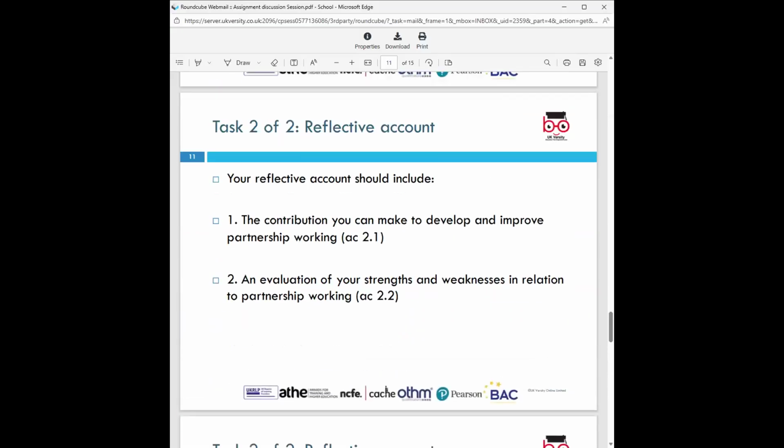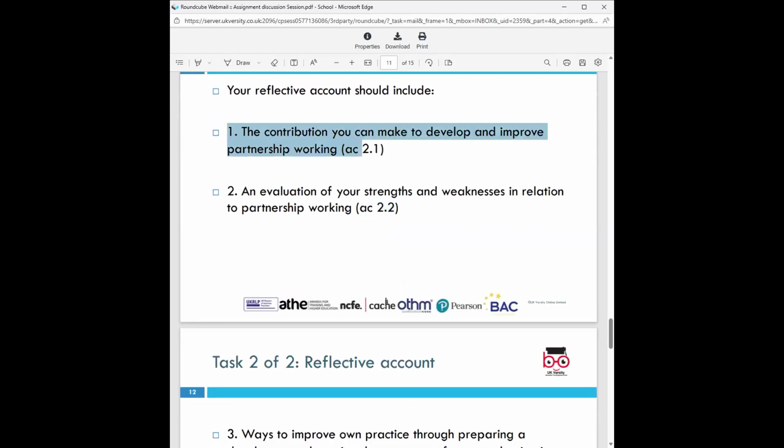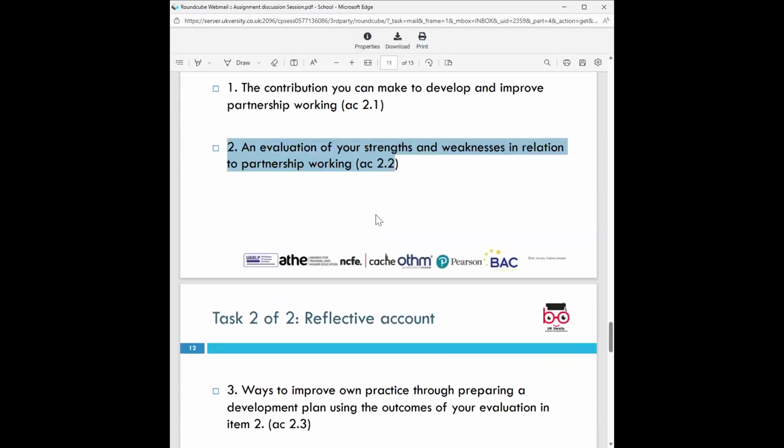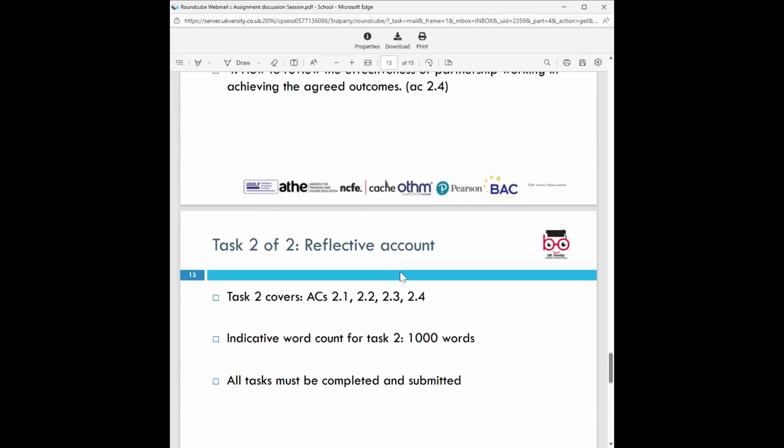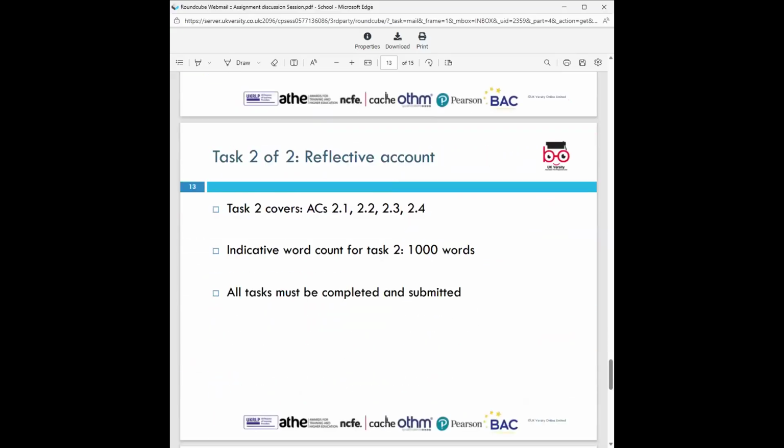So it's on your own, but you need to take into account these ACs and the learning outcomes, okay? You need to refer to these. There are 4 parts to task 2, but refer to the learning outcomes. It shows you at the end what AC you need to refer to. So task 2, your reflective account, covers AC 2.1, 2.2, 2.3, and 2.4.